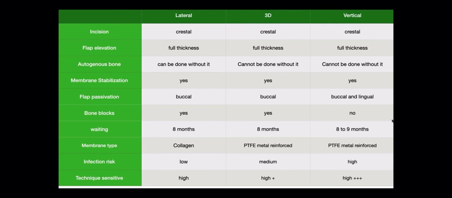We have to wait for 8 months for lateral and 3D, and we have to wait for 8 to 9 months for vertical. The membrane type for the lateral, it's collagen, and it is PTFE metal reinforced for 3D and vertical. PTFE stands for polytetrafluoroethylene, titanium reinforced non-resorbable membrane. The infection risk is low for the lateral regeneration, while it's medium for 3D and it's high for the vertical regeneration. So you have to be careful.